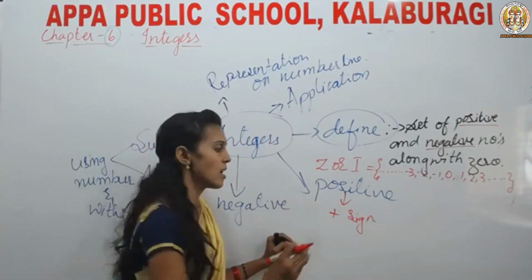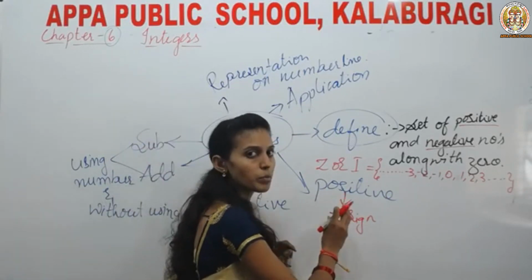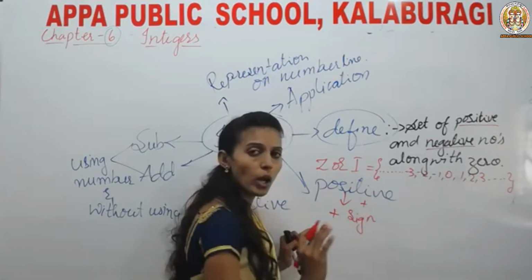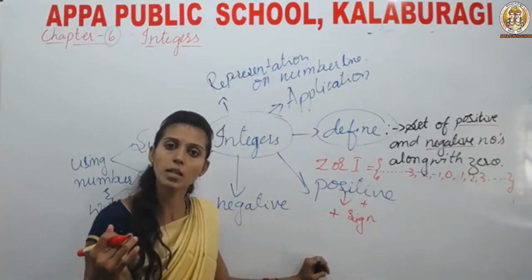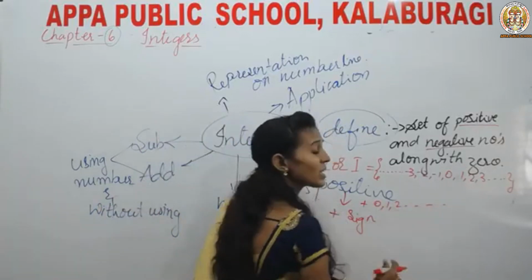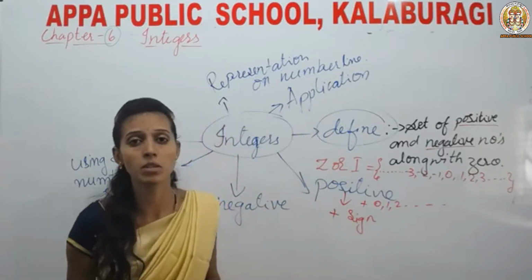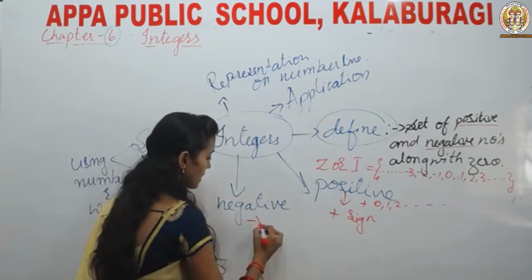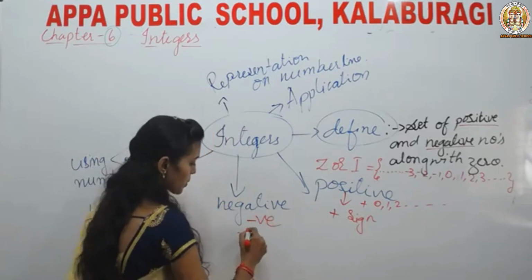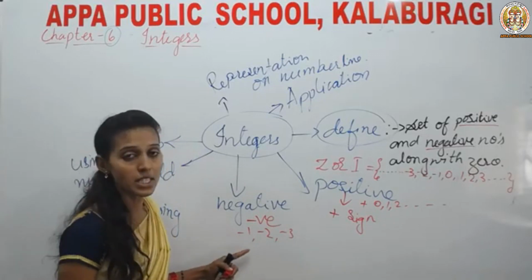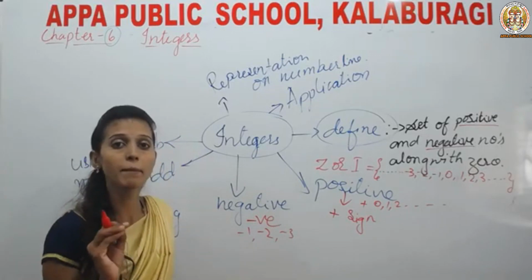No need to mention the sign. Positive will be positive. So all whole numbers are positive integers: 0, 1, 2, 3. No need to mention the sign if it is a positive integer. But if it is negative, compulsorily we should write -1, -2, -3. If it is negative, we should compulsorily mention it.